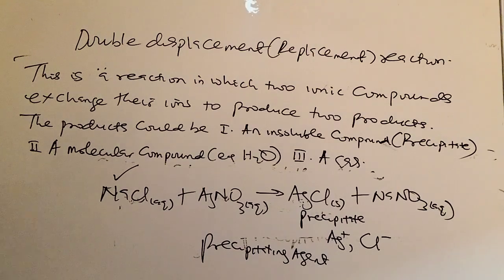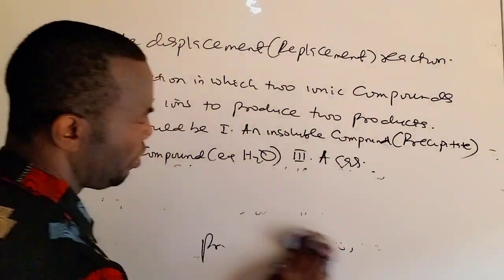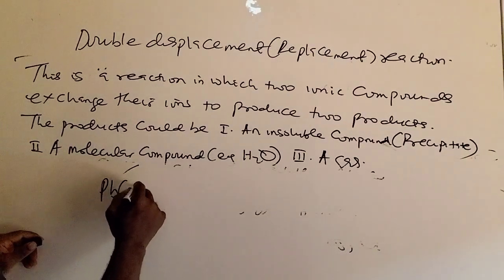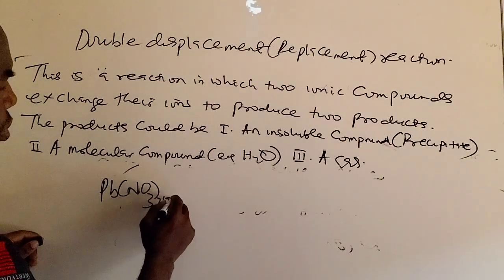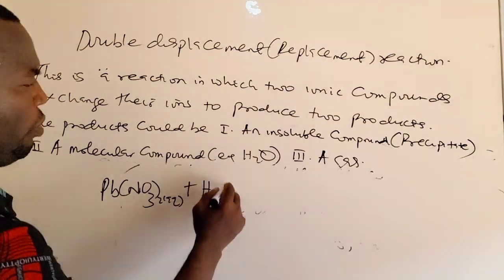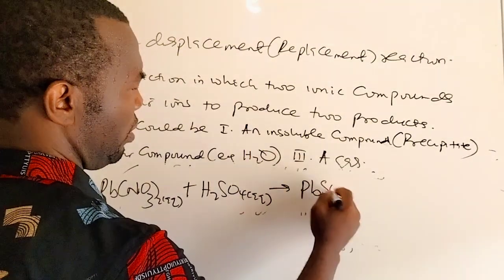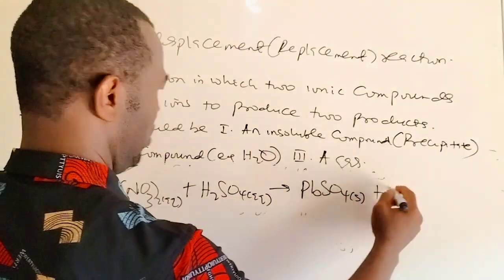Let me take another example. Assuming that we have, let's say, lead nitrate, aqueous, under precipitation reaction, we have lead sulfate, and then HNO3.